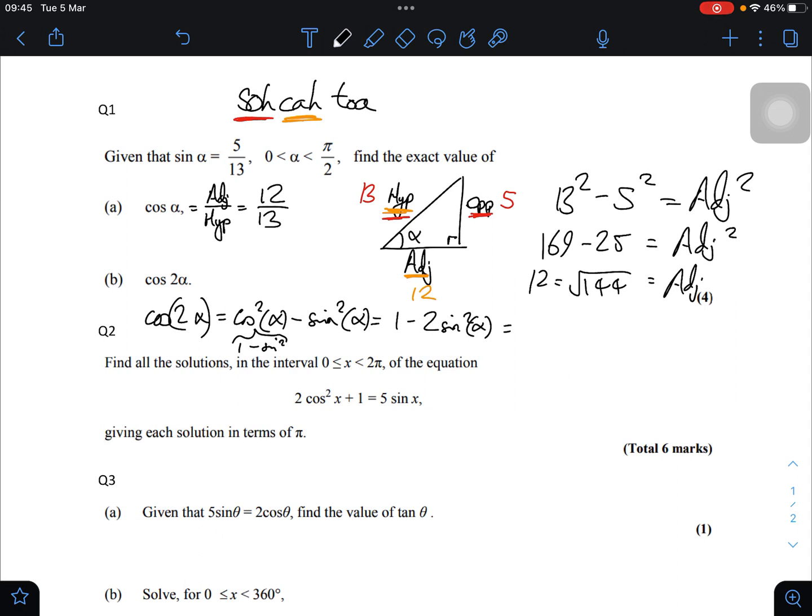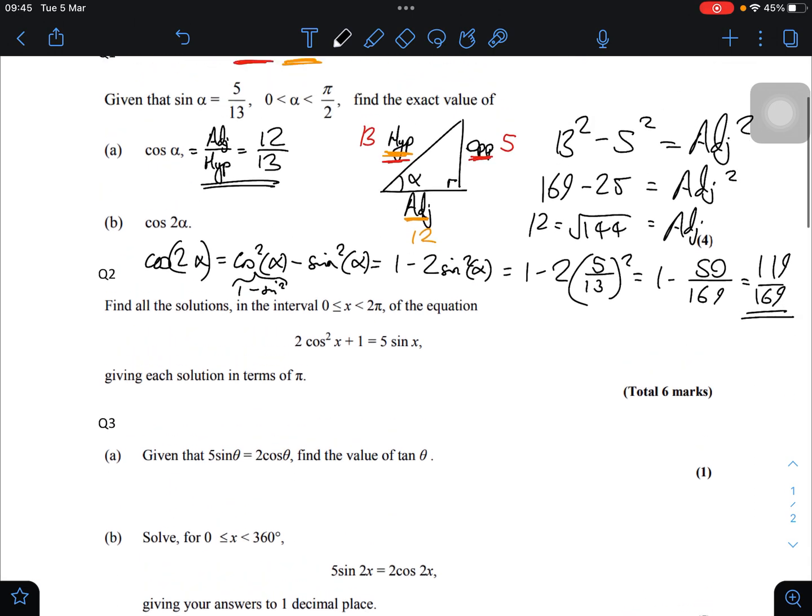And so in this case here, double underline my answers. Wasn't very neat. We would get 1 minus 2 lots of 5 over 13 squared. Well, that's 1 minus 50 over 169, which is 119 over 169. And that there is our answer. And all we've used there is our double angle formula.